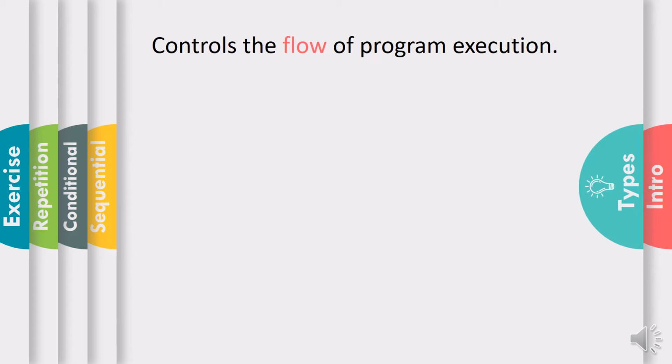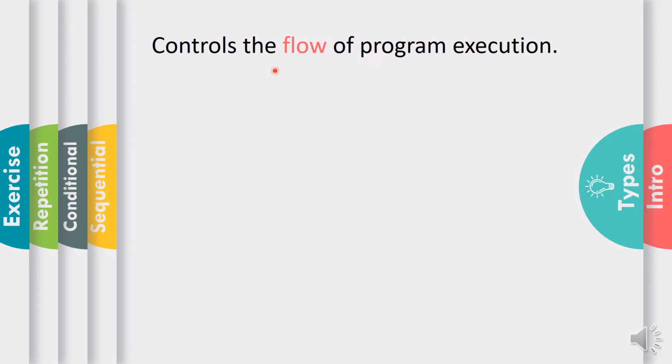As we have already discussed, control structures are used to control the flow of program execution. We can change the order of lines of execution according to the requirement. So, to change the execution order, we use control structures. Let's revise their types.